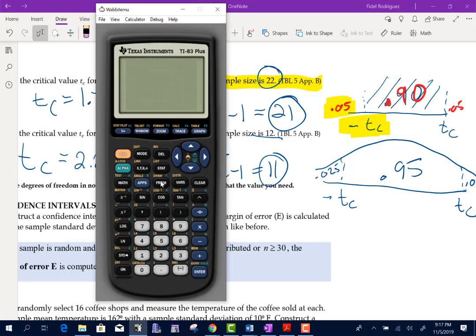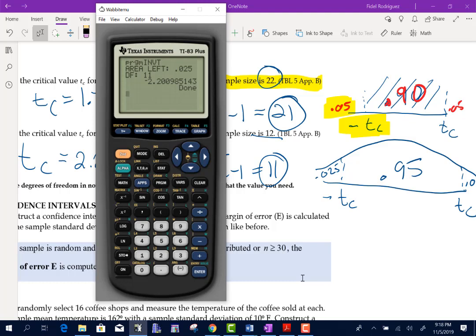And so again, those of you who are going to have the 83s, if I clear this out and go to program, hit number 1, the area to the left is 0.025. I did something wrong. So program, number one. Okay, here we go. 0.025, and my degrees of freedom was 11. We should come up with the same number. It just takes a little time. There we go. It's always going to be positive.